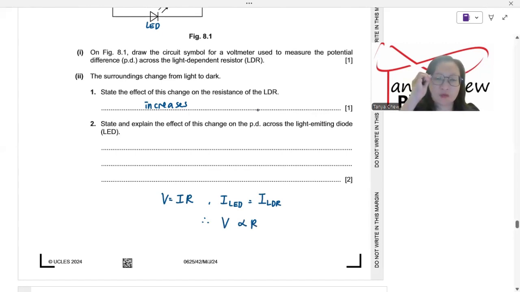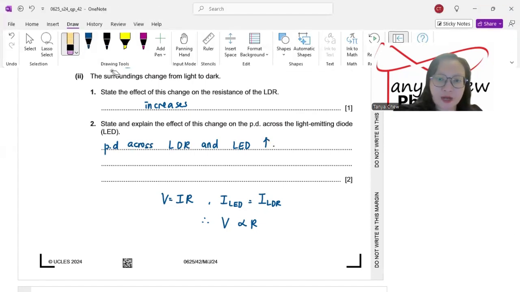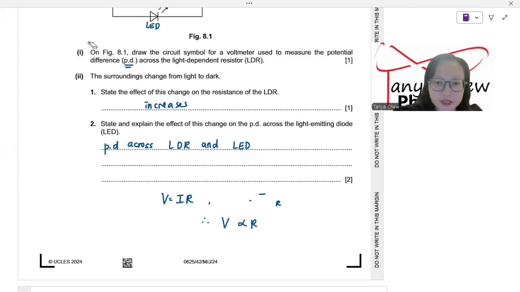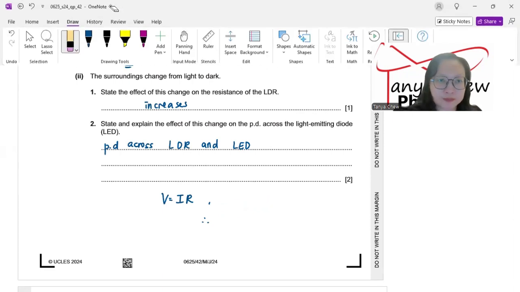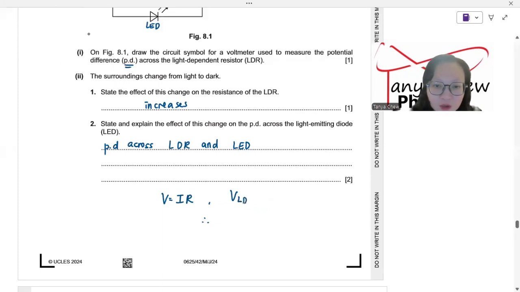When the resistance of the LDR increases, I would say the PD across the LDR and LED increases. I will use PD because they have already explained the symbol of PD. I cannot use the symbol, I'm very sorry, I need to write increases. LDR and LED share the same PD. Oh yeah, it's not current, I'm sorry. So using V across the LDR. This is not current. Remember, this is potential difference because the LED and LDR are connected in parallel.